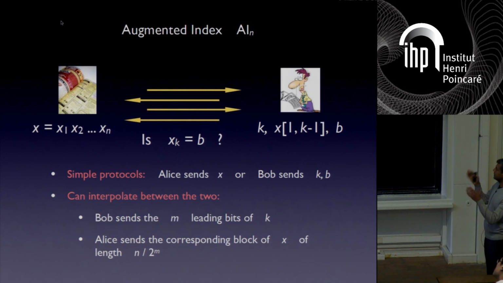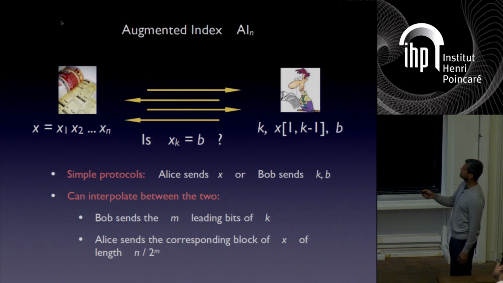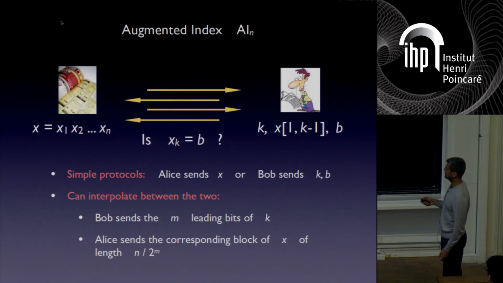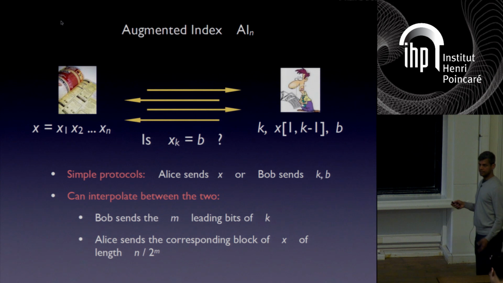Now, you can think of the m leading bits as indexing some blocks of the n-bit string, meaning you break up the n-bit string into 2 to the m blocks, and the message that you receive tells you which block it is that k lies in. So Alice sends the corresponding block, which is of length n over 2 to the m, to Bob, and he can then figure out the value of the function.